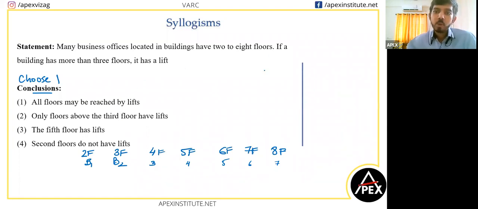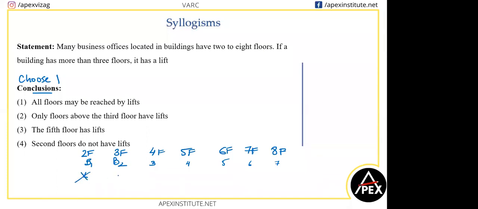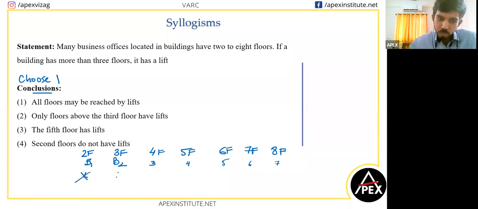Now it says if a building has more than 3 floors, it has a lift. So does this building have more than 3 floors? No. So can we say no lift? Does this building have more than 3 floors? No. So can we say no lift? This one has more than 3 floors. So lift is there in all of these buildings. Building 3 to building 7 have lift. So all I'm doing is putting the problem in a pictorial representation.